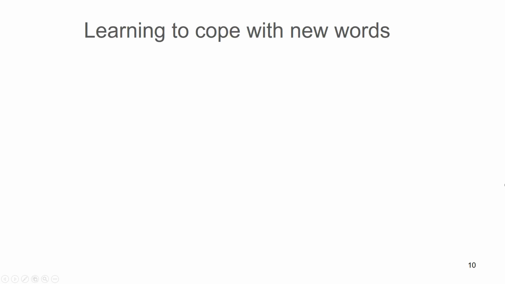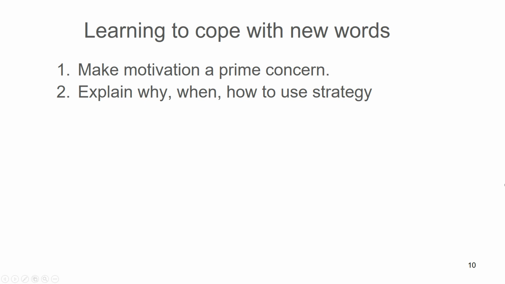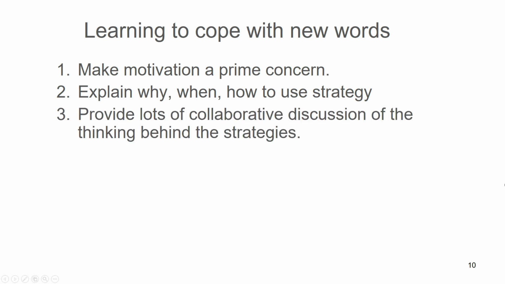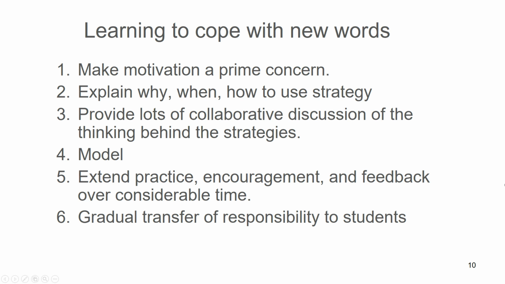So with all the list of word learning strategies, as a teacher, there are things you have to take into consideration when trying to help students develop their learning strategies. First, make motivation a prime concern. And second, explain why, when, how to use the strategies. And provide lots of collaborative discussion of the thinking behind the strategies and model the use of the strategies. Number five, extend practice, encouragement and feedback over considerable time and gradual transfer of responsibility to students.